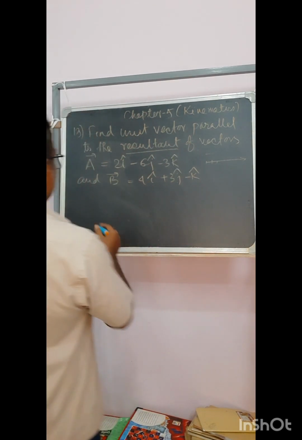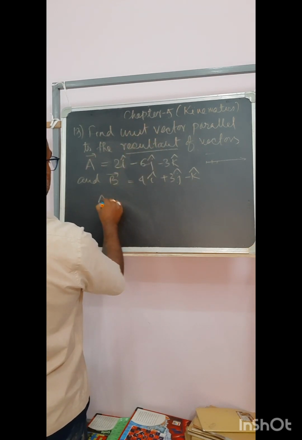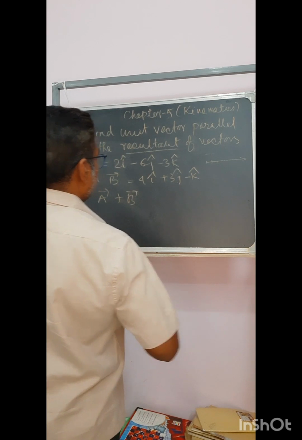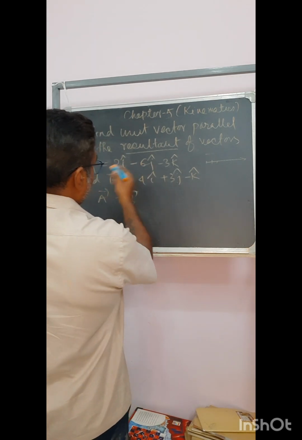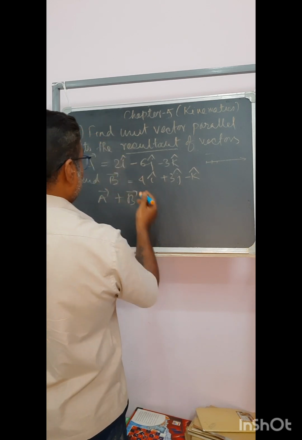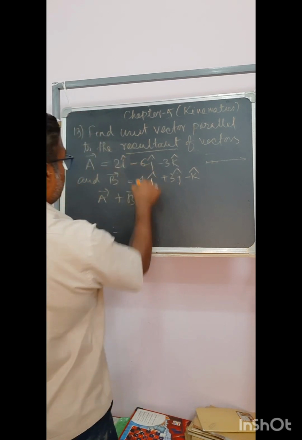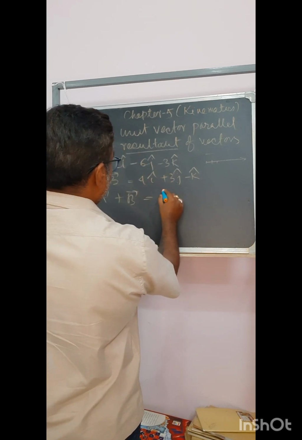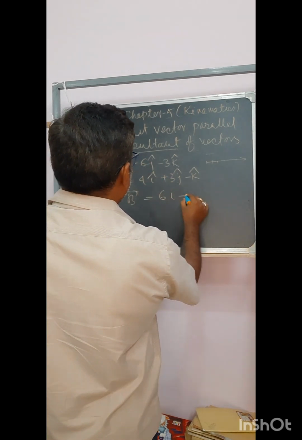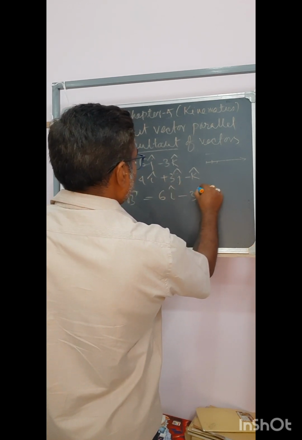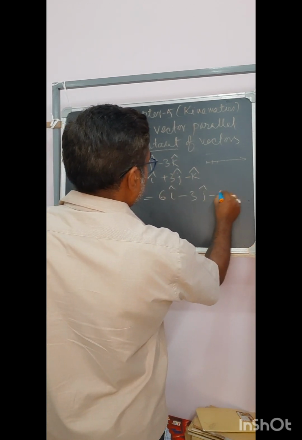Okay, so the resultant of two vectors is simply A plus B. Because these are position vectors, definitely these are added together. So what will be the answer? If I add the two together, the coefficients of the similar unit vectors are to be added: 6i, minus 3j, and minus 4k.